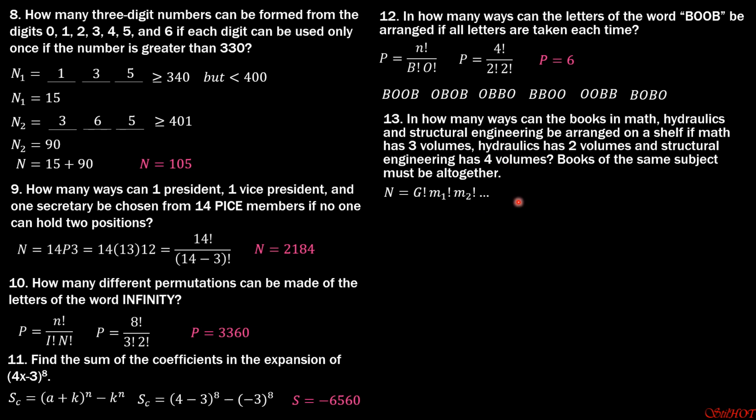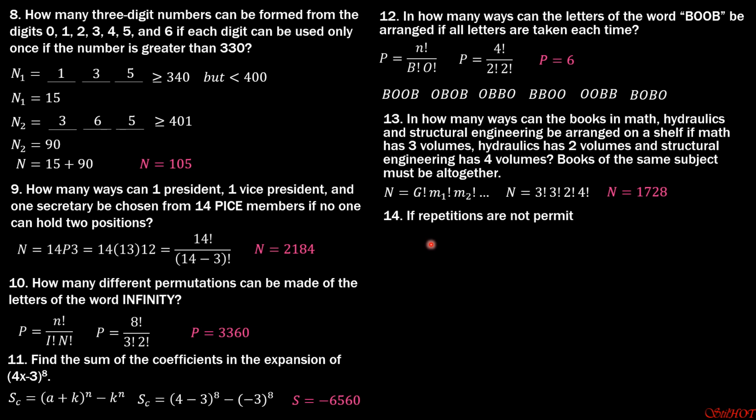So we have g factorial, m1 factorial, m2 factorial if you use the formula, but there's no formula here if you understood the principle on permutations. So 3 factorial, then math has 3 volumes, so we can arrange volume 1, volume 2, volume 3 in math in 3 factorial ways, hydraulics 2, so 2 factorial, and then in structural engineering 4 factorial. So getting the product n is equal to 1728 ways.